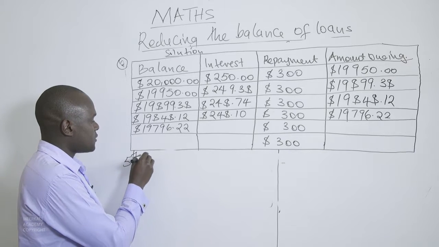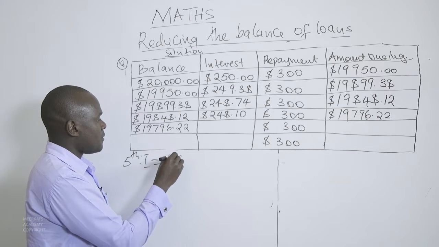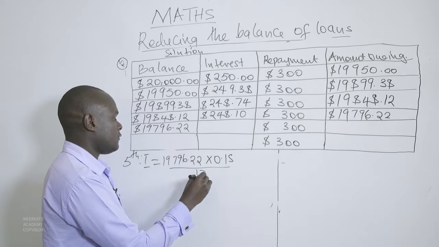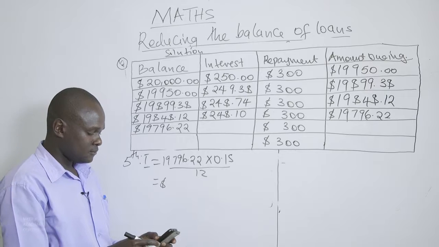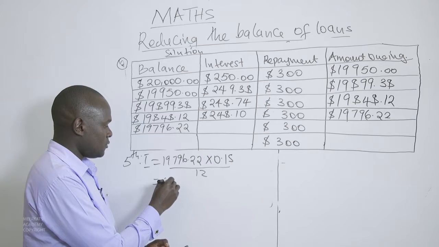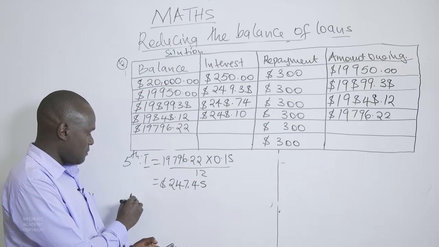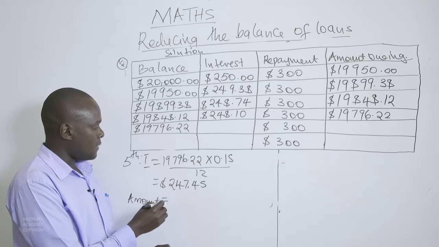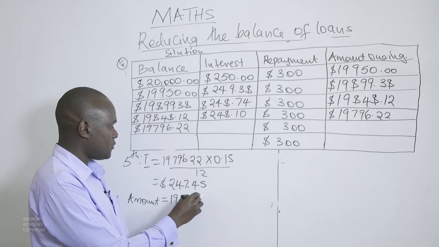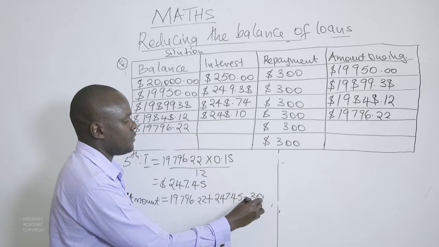During the 5th month, interest will be equal to the product of the new loan balance. You multiply by the rates, you divide by the number of months, and this will give us $247.45. So that we can also get the amount owing from the same, and this amount owing will be 19,796.22 plus the interest 247.45 minus the repayments.